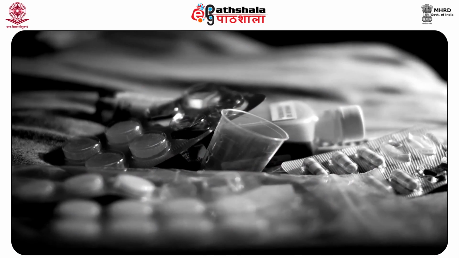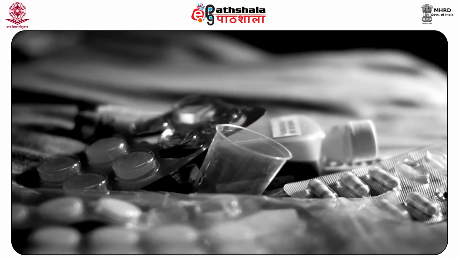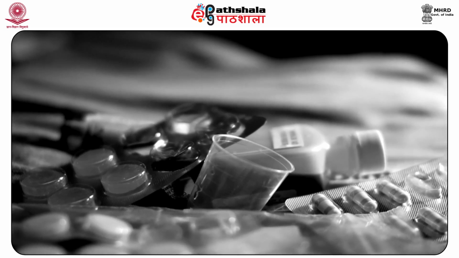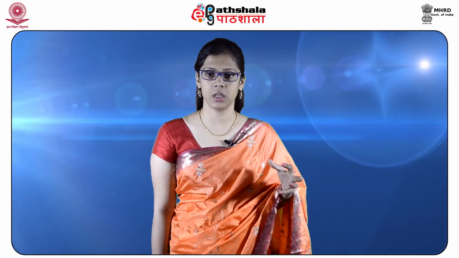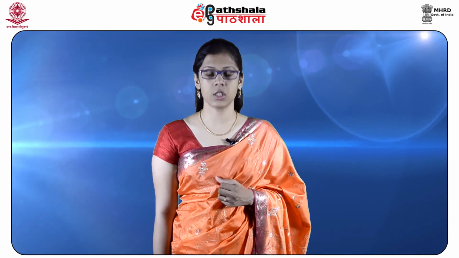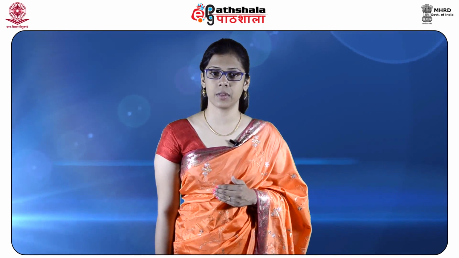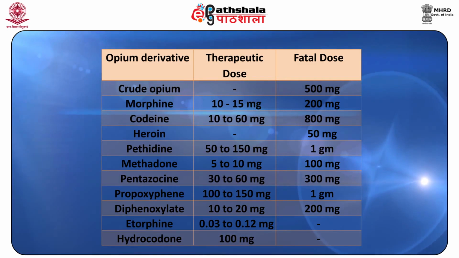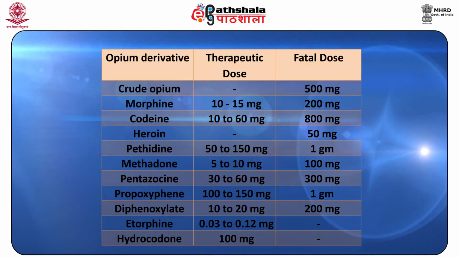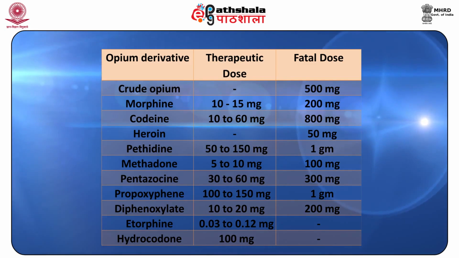It is the minimum quantity of the substance, here it is a drug, which if administered in the body by inhalation, ingestion, injection or absorption is sufficient to cause death, is known as fatal dose. Now dear student, let us see the doses of various opiates, opium derivatives and the therapeutic dose as well as fatal dose. Like we have the crude opium.